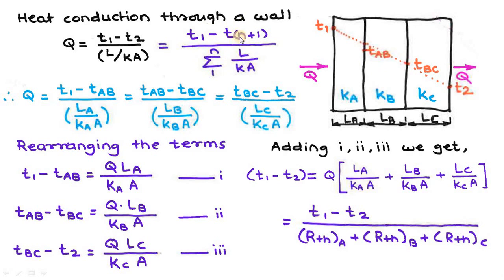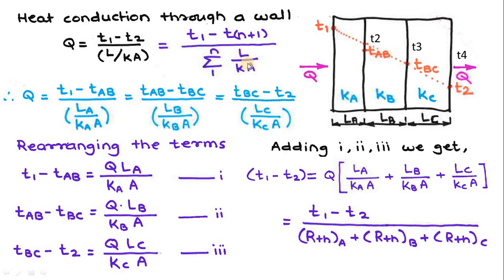Now what is N? N is the number of slabs. So instead of taking here TAB, if I take T2, T4, if I give the sequential numbers, then T1 minus T4 I have to take. So here it is the T1 and T4, which is nothing but T2 in the previous case. So T1 minus T4 divided by summation of L upon KA. Now L upon KA is the thermal resistance for a single slab. So I have to take for first slab, second, third continuously here.